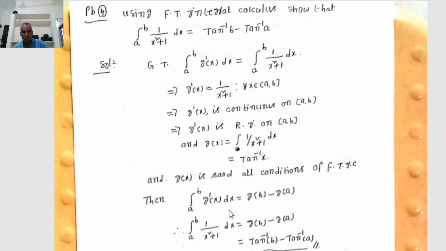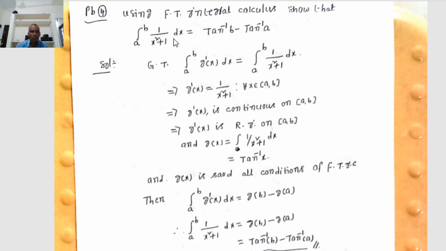Next, fourth one. Using the fundamental theorem of integral calculus, show that integration a to b 1 by x square plus 1 dx equal to tan inverse of b minus tan inverse of a. Using the fundamental theorem of integral calculus, show that integration a to b 1 by x square plus 1 dx equal to tan inverse of b minus tan inverse of a.